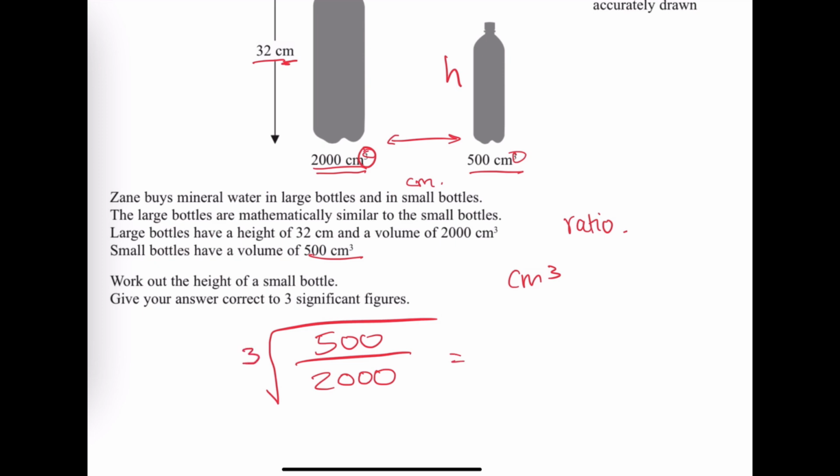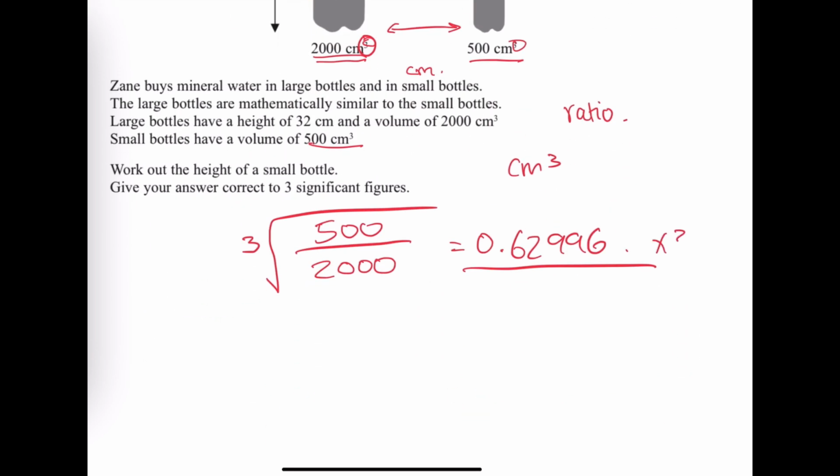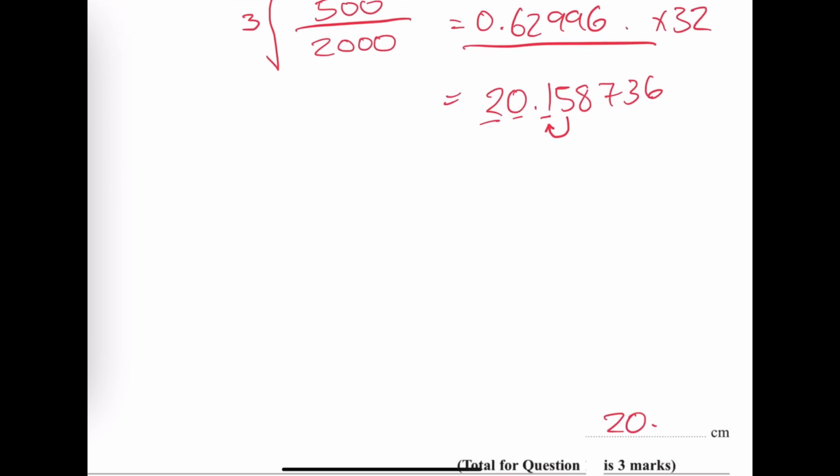So overall, the answer would be 0.62996. So we know that this is the scale factor. So now we just times that by 32 over here so that we find out what the height is. And the answer is 20.158736. Because they want it to 3 significant figures, we see 3. So 1, 2, 3. Then we basically just use this to see if we round this up or down. We round it up. So just 20.2.